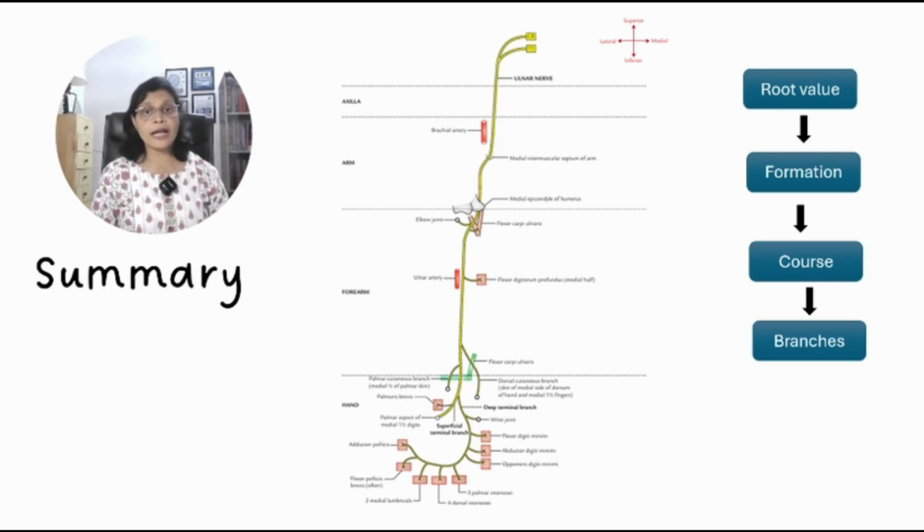It divides into its terminal branches, that is the superficial and the deep branch. The superficial branch supplies the palmaris brevis muscle and the skin over the palmar surface of the medial 1.5 fingers. The deep branch passes through the Guyon's canal and supplies all the intrinsic muscles of the hand except for the thenar muscles and the lateral two lumbricals, that is the first and second lumbricals. And this deep branch ends in the substance of the adductor pollicis. In the next video, we will be discussing the clinical correlation of the ulnar nerve.